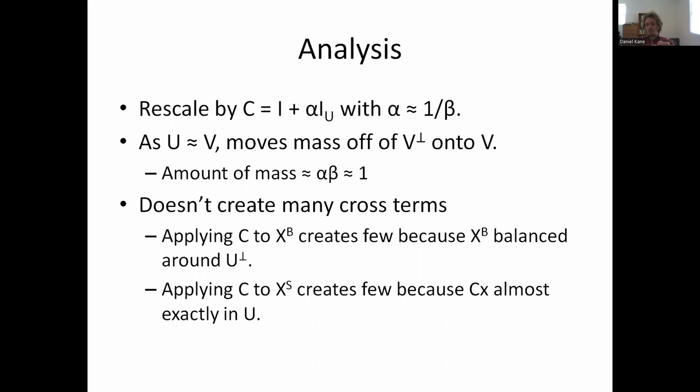On the other hand, when you apply C to the small points, they were already very, very close to being in U. And then when you apply C, which blows up their U part, they're now super close to being in U. And so once again, there are very few cross terms coming from those points.